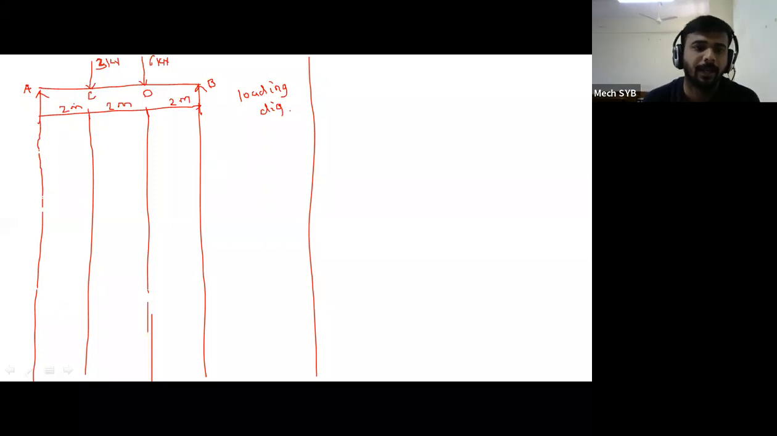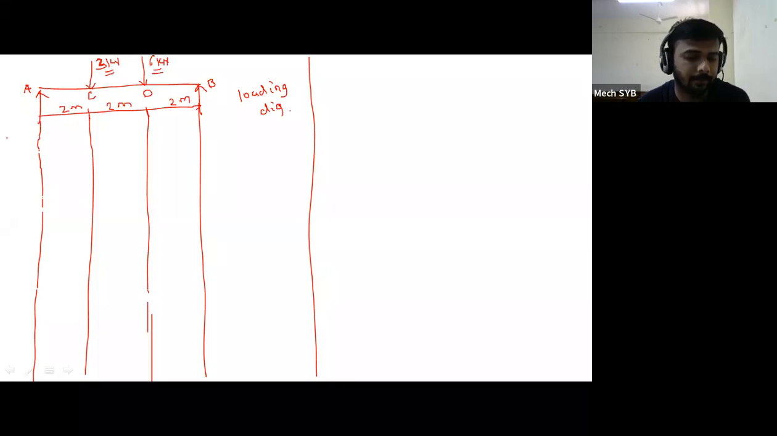Okay. Now, what is the first procedure? If you see the loading diagram, a total of 4 points are there: point A, point C, point D, and point B. Out of that, the 2 point load values are already given. One is 3 kilonewton, another is 6 kilonewton.